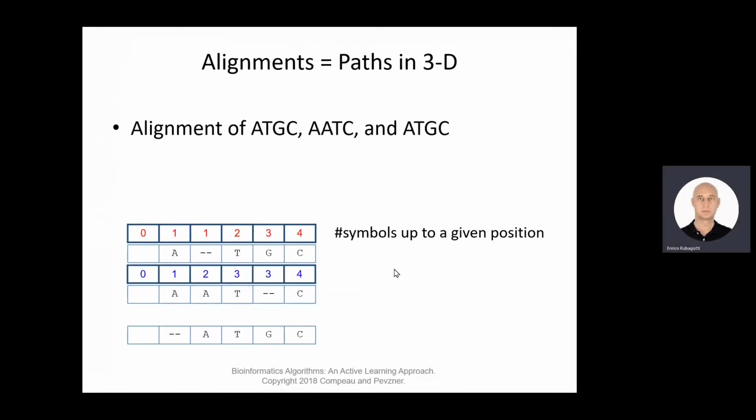Now I came back to the second line of the same alignment. Column number 0, I do not have any symbol. Column number 1, I have A. Column number 2, I have A. Column number 3, I have T. And because I have a gap here, I'm not going to increase the count. 3. In column number 4, I have C. This counting is the counting of the original strings.